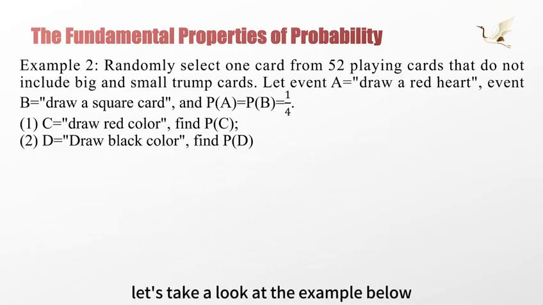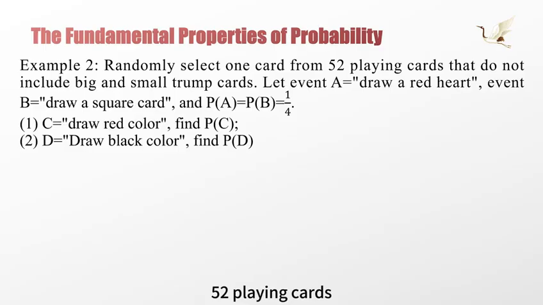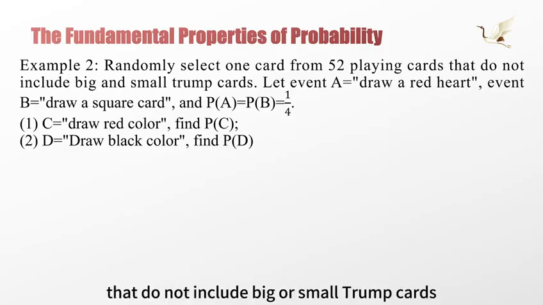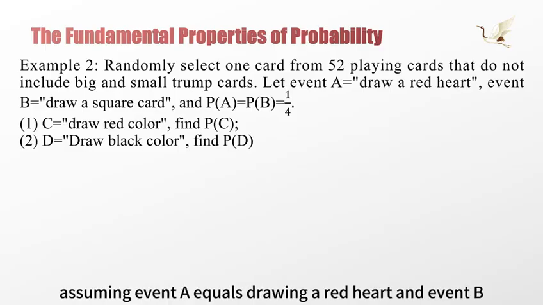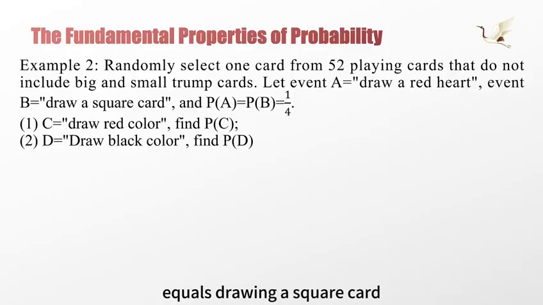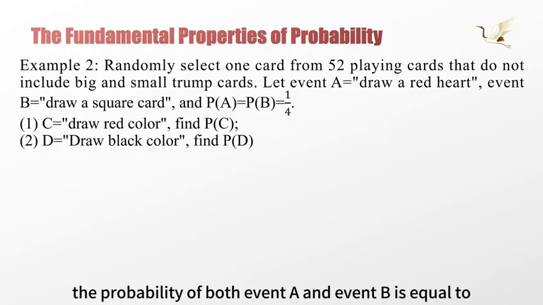The above are the basic properties of probability that we have learned. Let's take a look at the example below. Randomly draw one card from 52 playing cards that do not include the big or small jokers. Assume event A equals drawing a heart and event B equals drawing a diamond card. The probability of each of event A and event B is equal to 1/4.